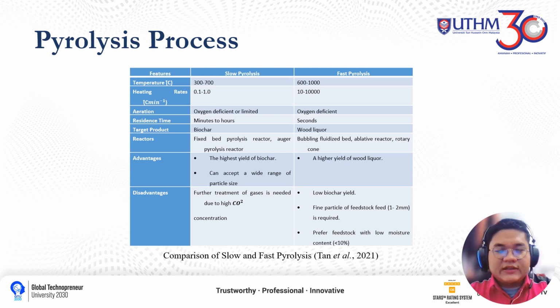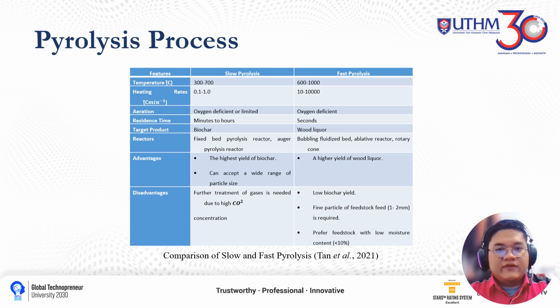The residence time can take minutes to hours, which means the time in the process of turning the feedstock or biomass into biochar. The targeted product is the yield of biochar itself. The reactors that can be used for this are the fixed bed pyrolysis reactor and the auger pyrolysis reactor. One advantage of slow pyrolysis is that it produces the highest yield of biochar instead of wood liquor, and it can also accept a wide range of feedstock particle sizes.